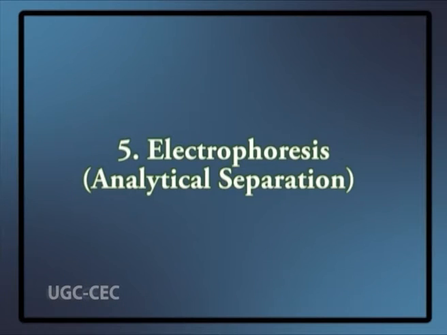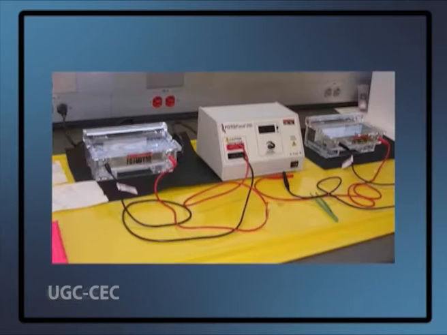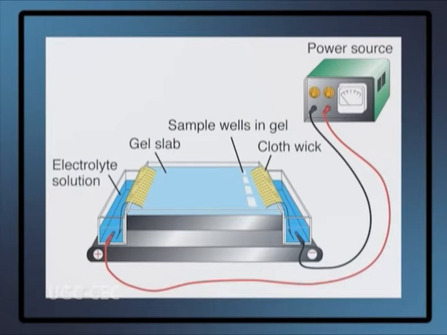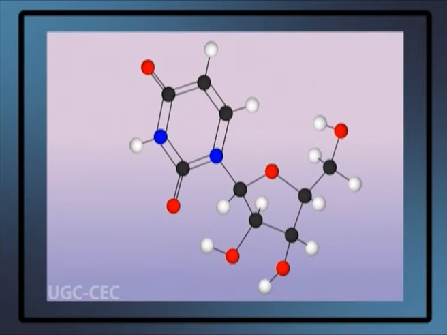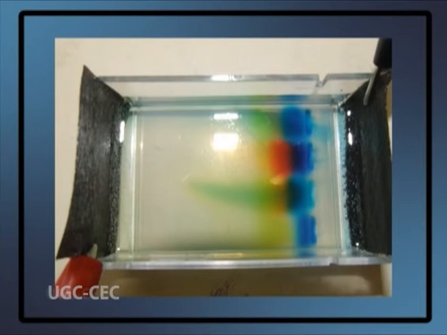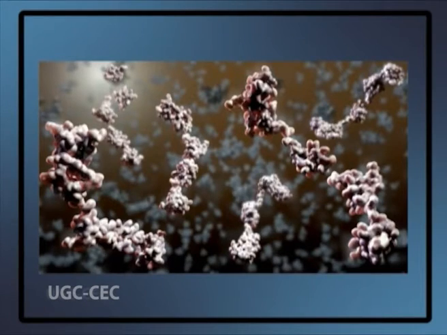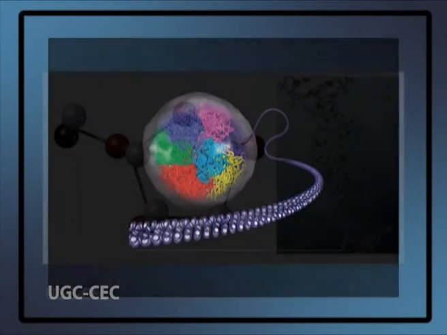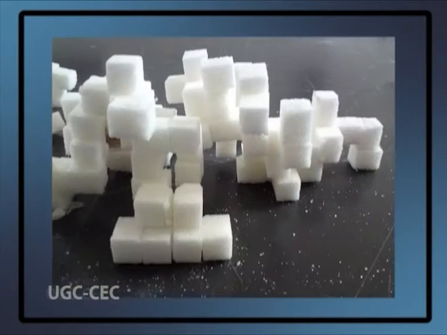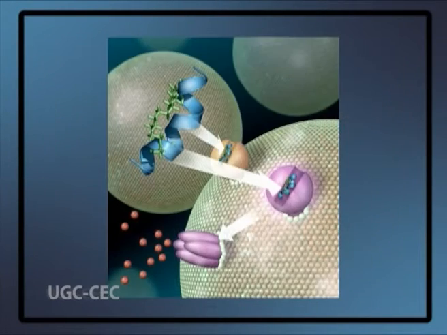5. Electrophoresis, analytical separation. Electrophoresis is the process of moving charged biomolecules in solution by applying an electric field across the mixture. Biomolecules present in the mixture move depending on their charge, shape, and size, and separation occurs on the basis of molecular size. Electrophoresis is an analytical method used for separation and purification of large molecules such as proteins and nucleic acids, and for simpler charged molecules such as sugars, amino acids, peptides, nucleotides.